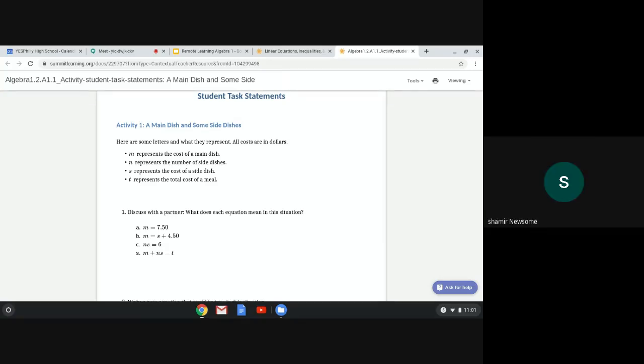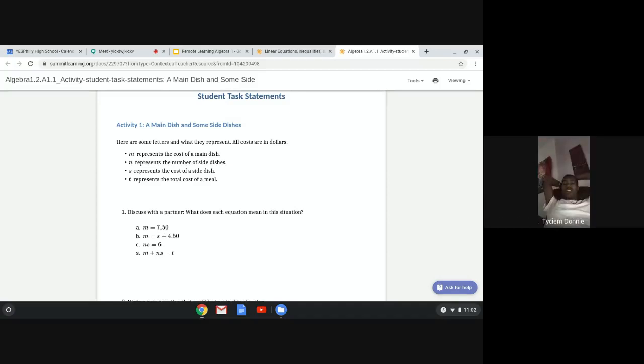The number of side dishes times how much it costs is equal to $6. So that's 2 side dishes. Okay. That'd be 2 side dishes because they're $3 a piece, and they add up to 6.